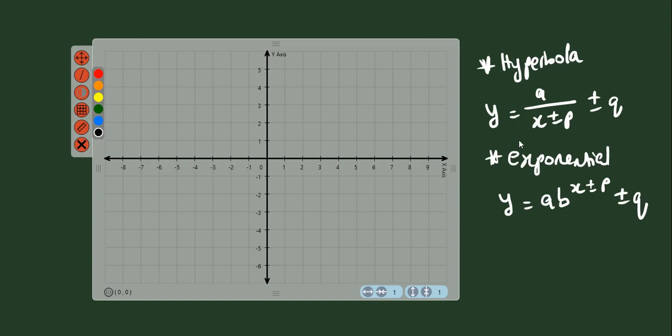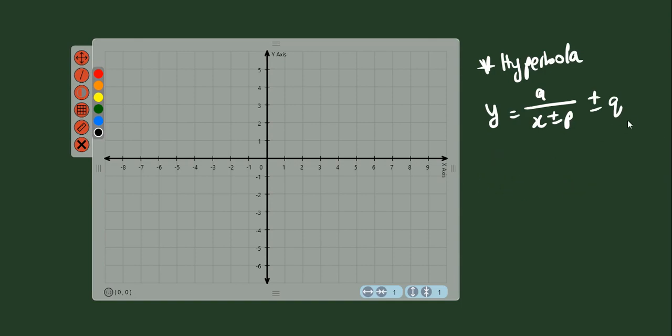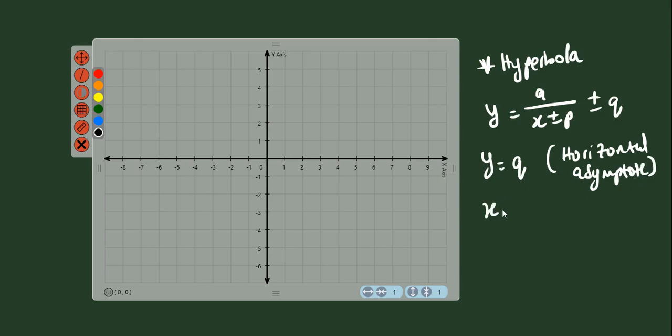Okay, so starting with the hyperbola, which one is the horizontal asymptote, which one is the vertical asymptote? Well, your q, when you say y is equals to q, that will be your horizontal asymptote. While x is equals to negative p is going to give you your vertical asymptote. Let's give you an example.